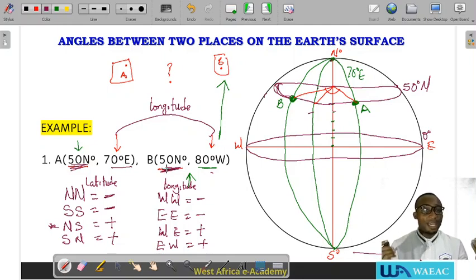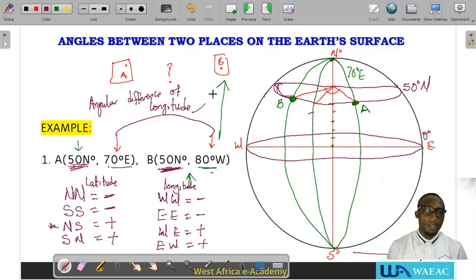So we have a difference in the value of our longitude. If you look at this longitude, for east it is 70 degrees, and for west it is 80 degrees. So there is a difference in our longitude, and we call it the angular difference of longitude. What is the angular difference? We do 70 plus 80 degrees, and the angular difference is 150 degrees. So the angular difference between these two points is 150 degrees.